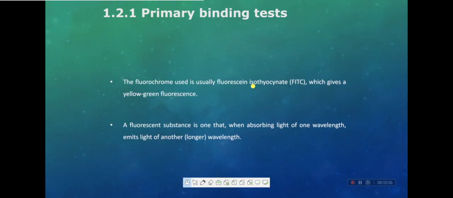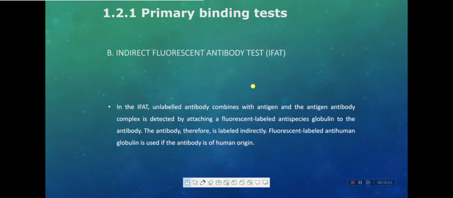So why is the direct FAT test used? It is used to identify bacteria when the numbers are very low, and also to detect viruses growing in tissue cultures or tissue from infected animals, such as rabies virus, etc.